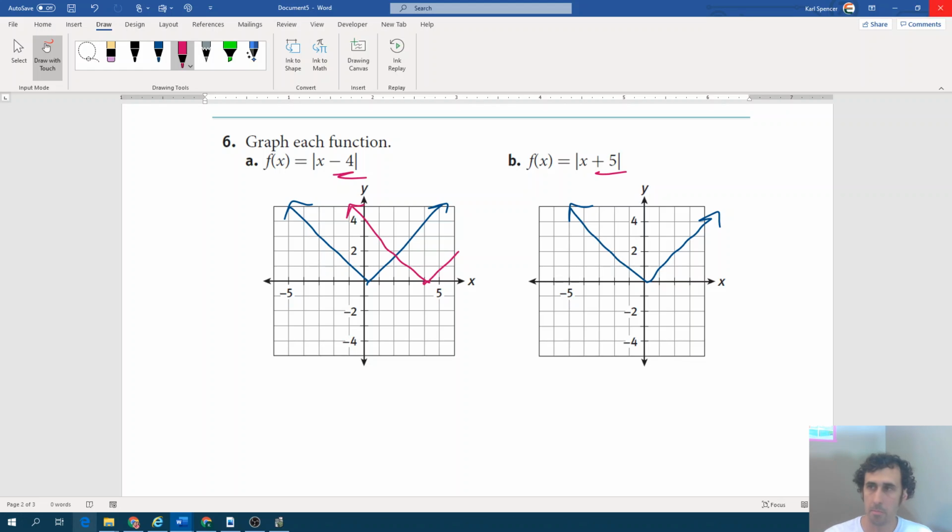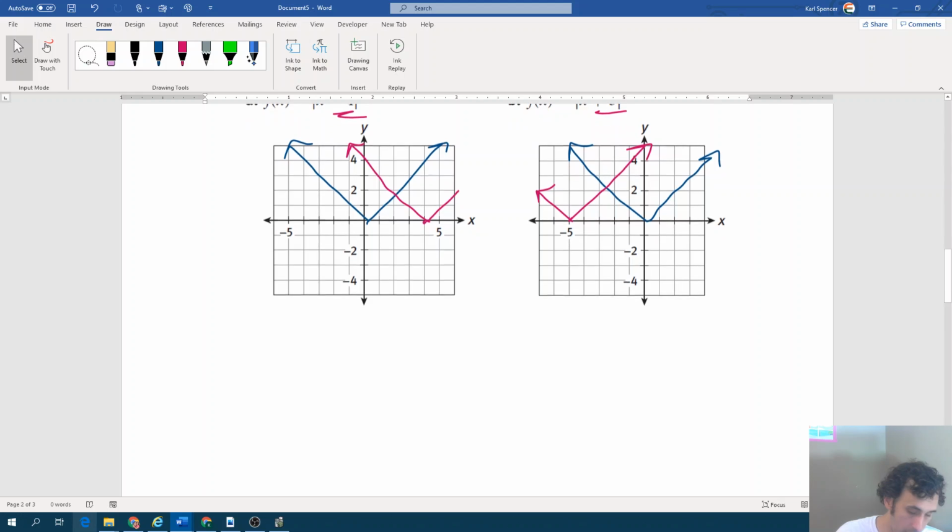Now, if we repeat this process with the second equation, what's that 5 going to do? Well, if the minus 4 brought things to the right, the plus 5 is going to bring things to the left. So if we graph that equation, it's going to look something like that. So if we're adding or subtracting something to our equation that's inside the absolute values, that term turns into a horizontal shift. Let's go ahead and make that note here.